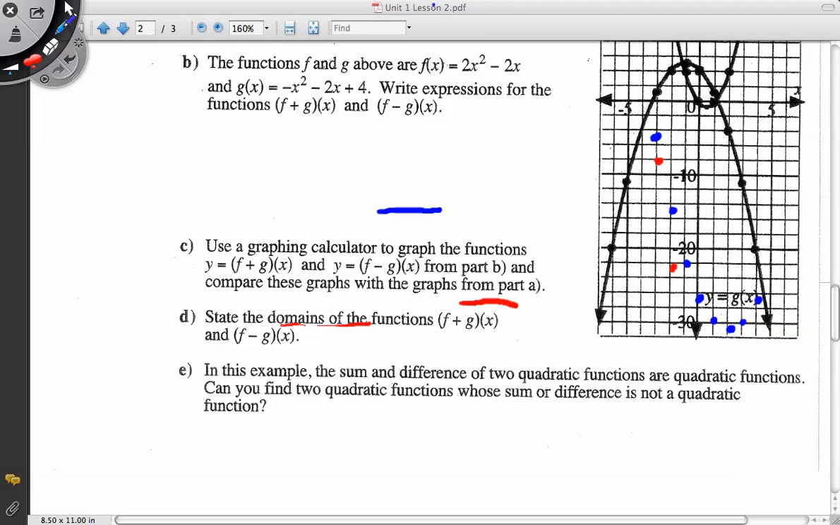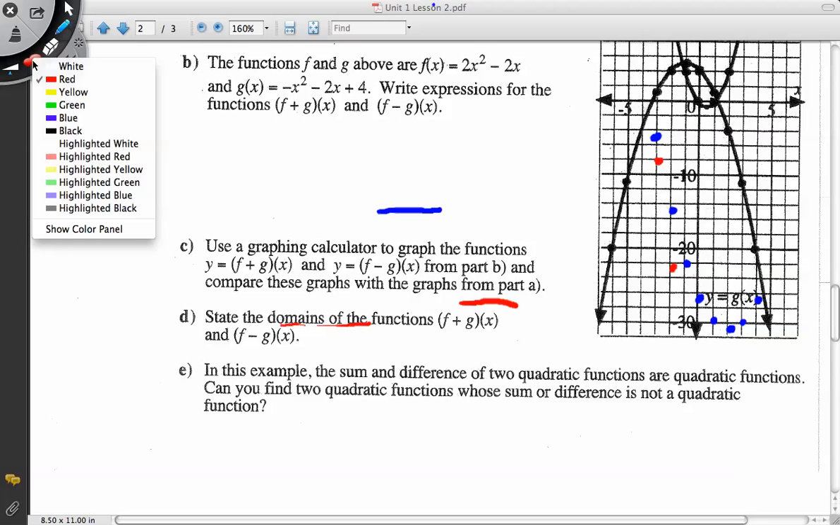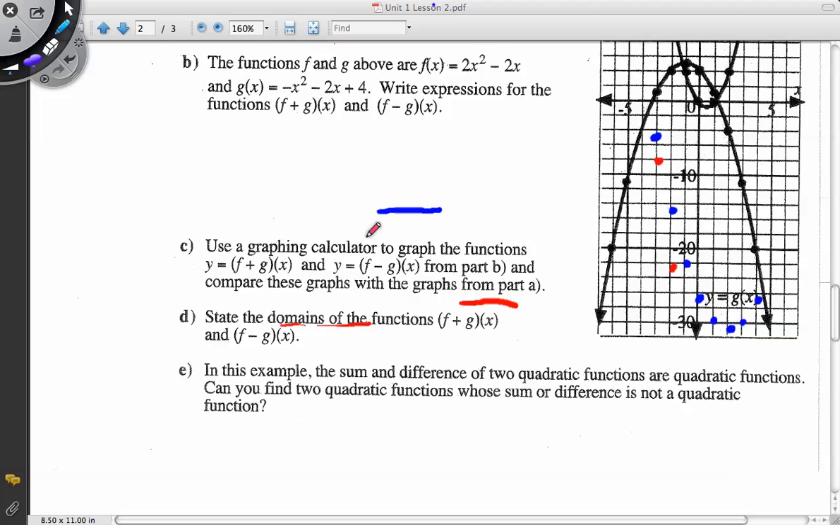Okay, so it says to use a graphing calculator to graph the functions from part B. So when you get your answers to this and this, in the form of x squared, x and a number, you can actually use your graphing calculator and plot them and see if they're similar to what we had up here. I'm just going to erase everything on the board for now. So you can check the curves that you got on the graph here to see if they're the same on your calculator, and they should be.